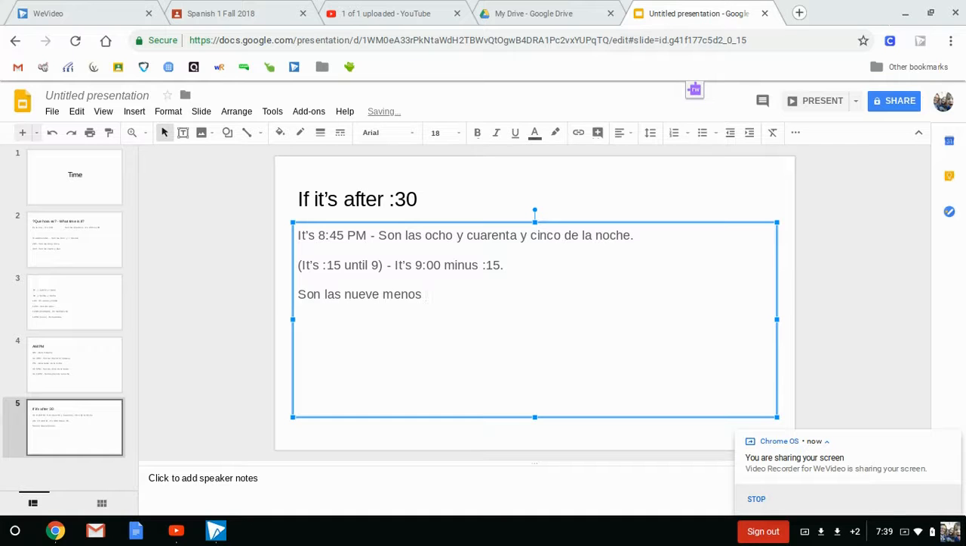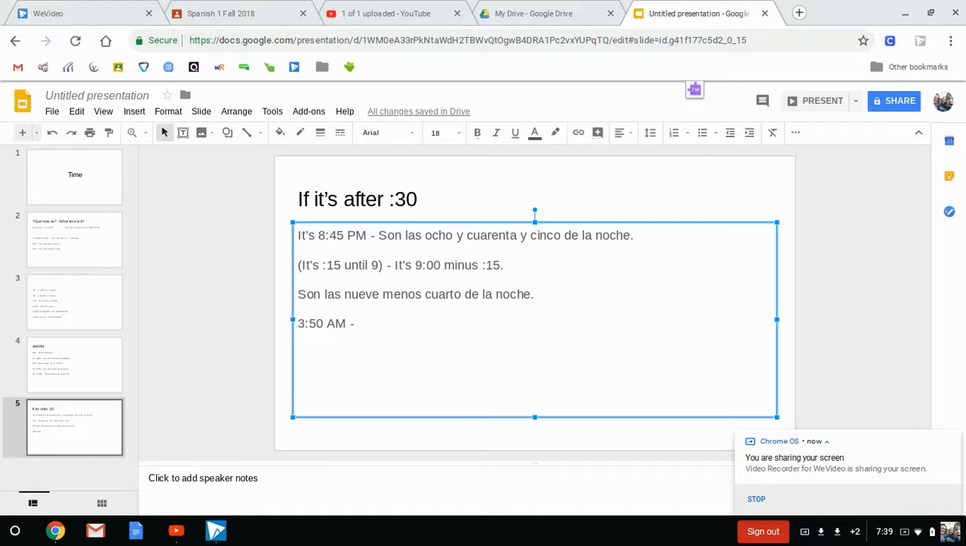And then for 15, remember you can say 15, and that's fine. Oh, and de la noche, because I included PM there. Or something that would be better to practice is saying a quarter till instead of 15 till. So menos cuarto is the other way to say that. So let's try one. Let's say it is 3:50 a.m. Pause the video, try that out.